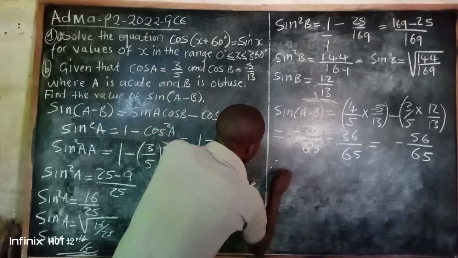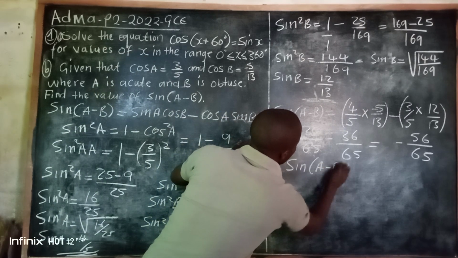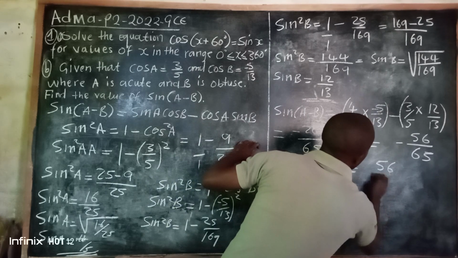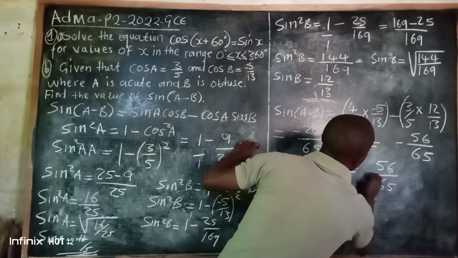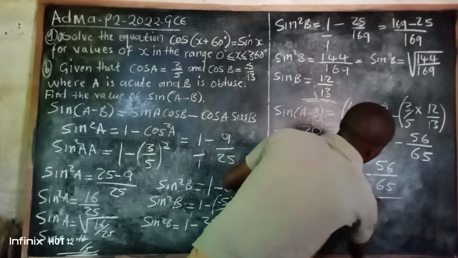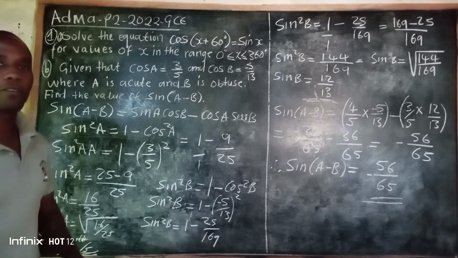Therefore, sine (A minus B) is equal to negative 56 over 65, and see the answer. And that will be our final answer.